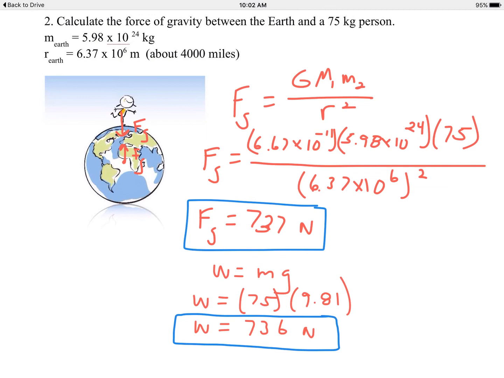And it follows the inverse square law. When you double the distance between the two objects, the force of gravity goes down by a factor of 4. If you triple the distance between two objects, it reduces the force of gravity between those two objects by a factor of 9 because it's inverse squared. 3 squared is 9. If you increase the distance by a factor of 5, the force goes down by a factor of 25. It's an inverse square law, and it's universal.